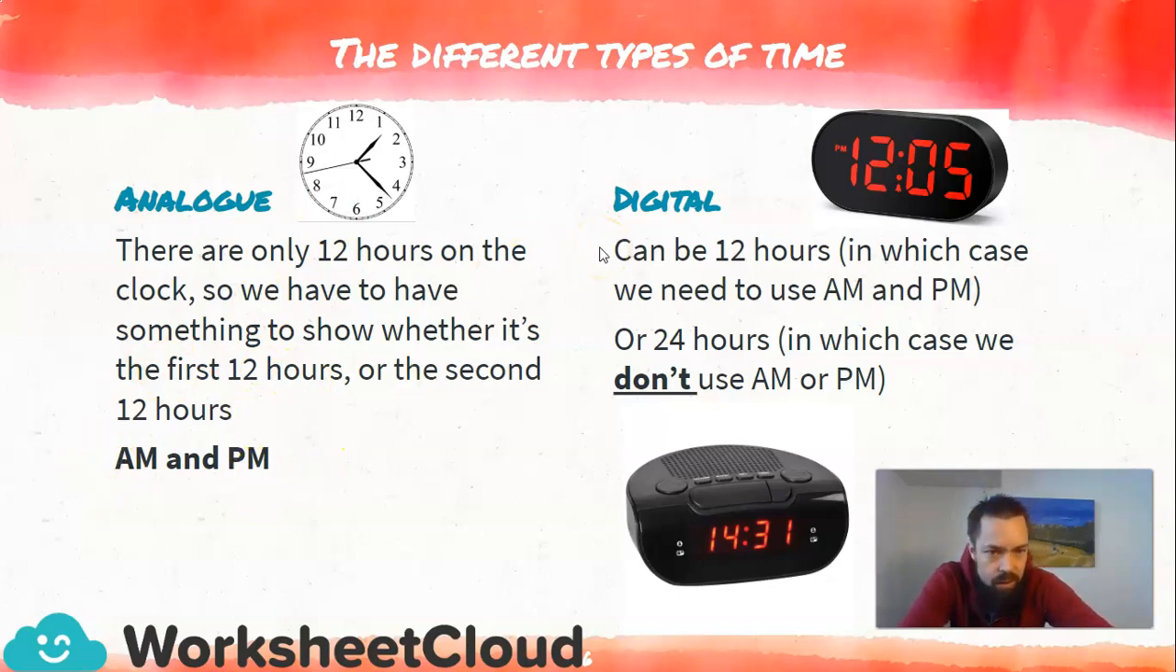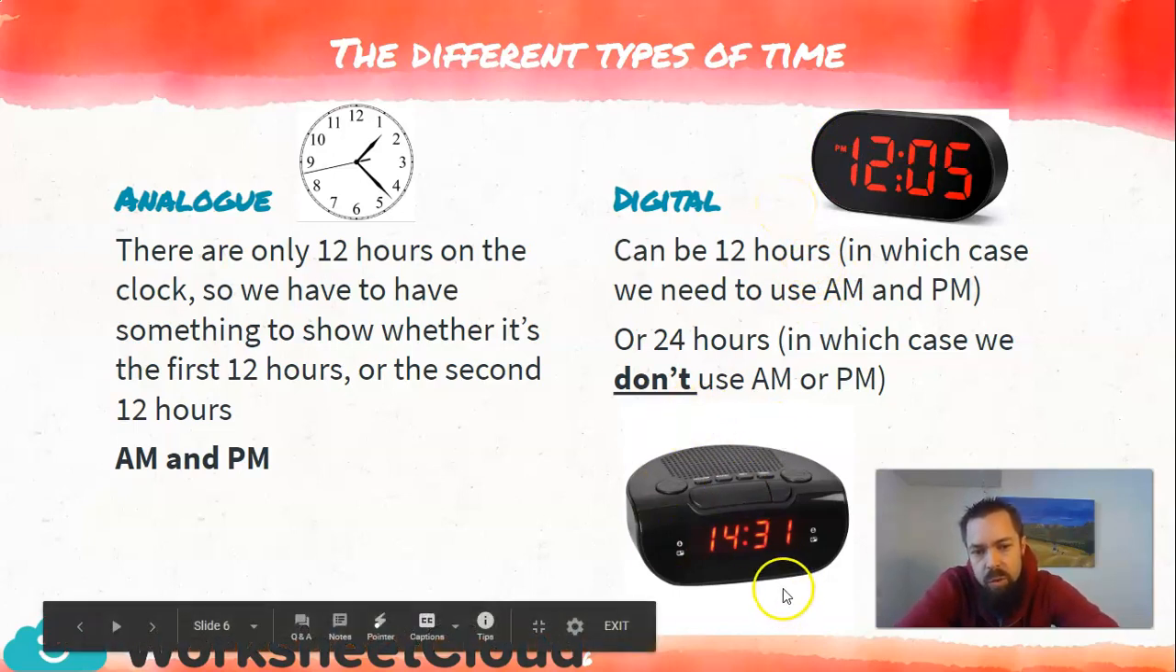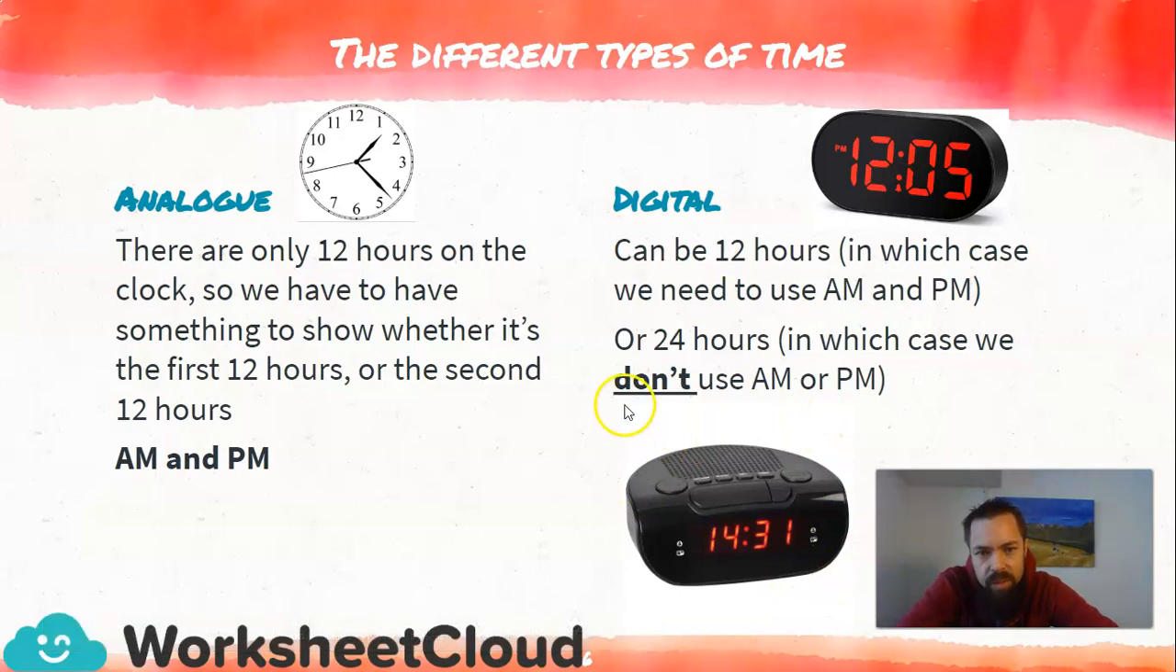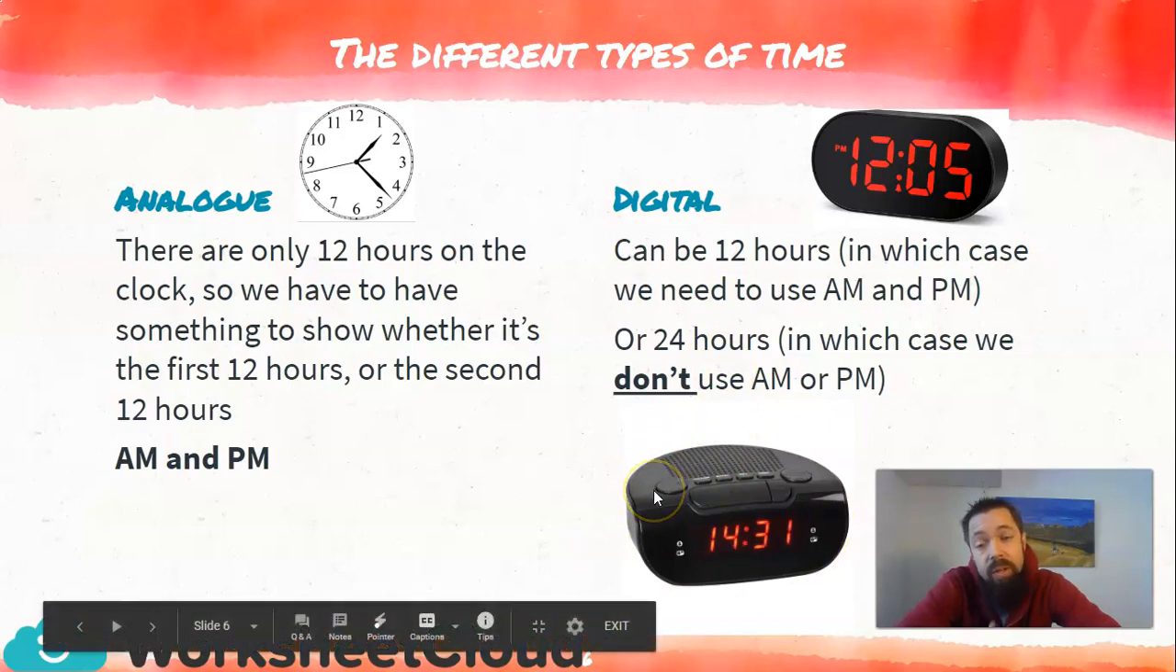With digital clocks, we can either choose to have it as a 12-hour clock, in which case we have AM and PM as well. So you can see this one's showing PM. So this is a 12-hour digital clock. This one down here is a 24-hour digital clock. And because there's 24 hours and there are only 24 hours in a day, if we're using a 24-hour digital clock, we don't actually need AM or PM at all.